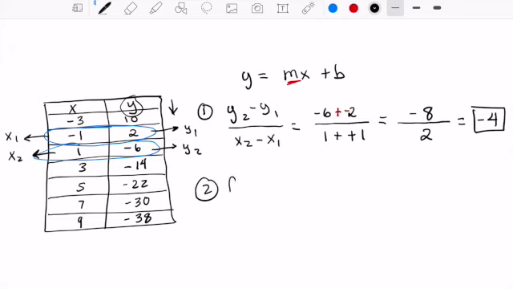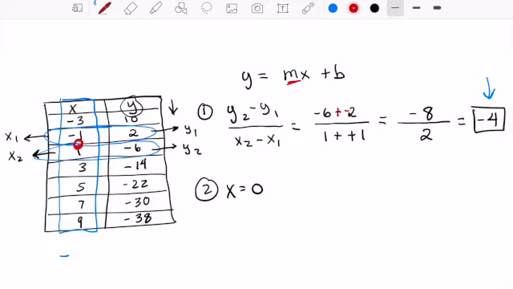Second thing I'm going to do is I'm going to find where x equals 0. So I look at my table and I notice something. None of my values here equal 0. So I have to go and find it. So this is kind of an easy way to do it. I notice that my slope is negative 4. So if I start, I know that 0 is right here in between negative 1 and 1.